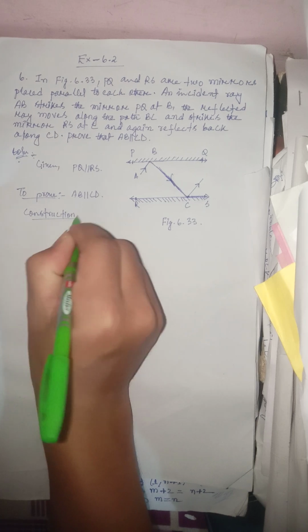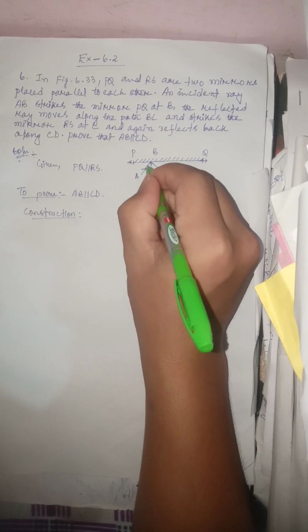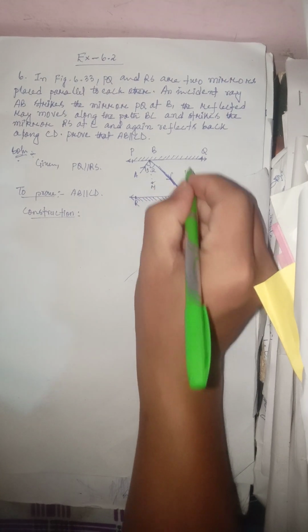Before we proceed to the proof, let me write the construction. Here we need some construction. So using this point B, let me draw some dotted lines up to this. Let me name this angle 1 and this angle 2, and same here, let me draw one dotted line. Here let me name this angle 3 and this angle 4. Alright, and let me name this point M and this point N.